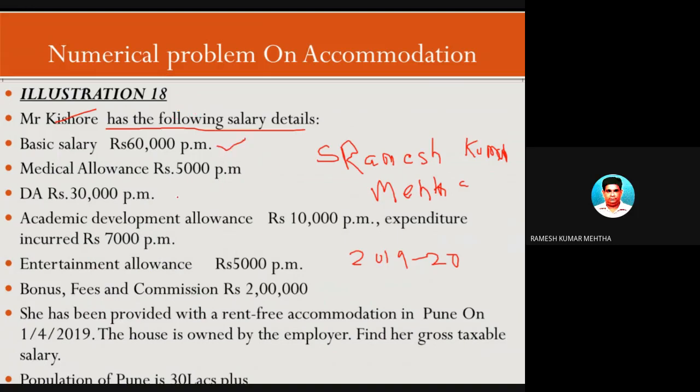So, basic salary is given. Medical allowance is given. Basic salary is 60,000 per month. Medical allowance is 5,000 rupees per month. DA is 30,000 per month. I don't know whether this is forming a part of the salary or not. We'll look into the next slide.